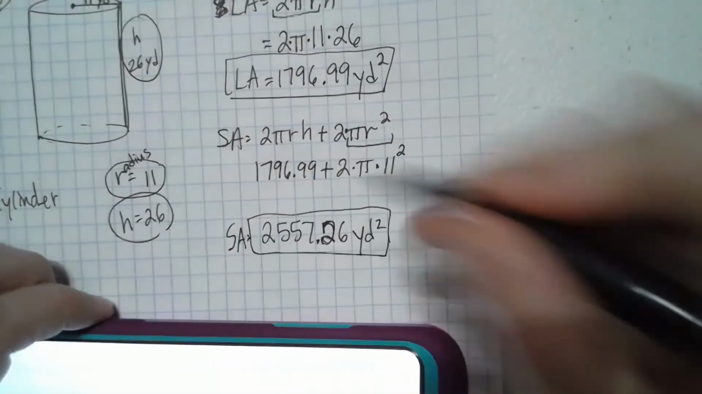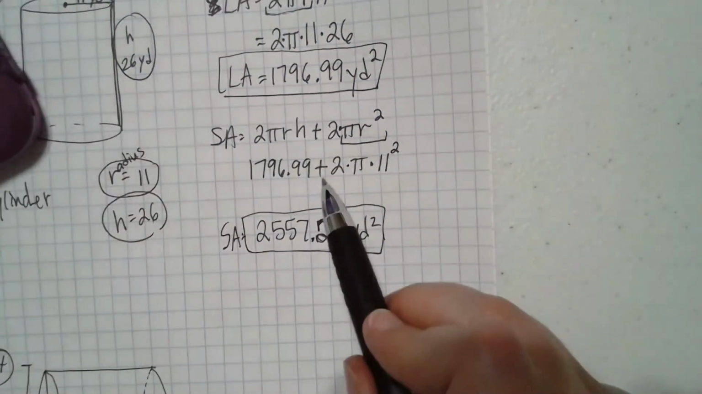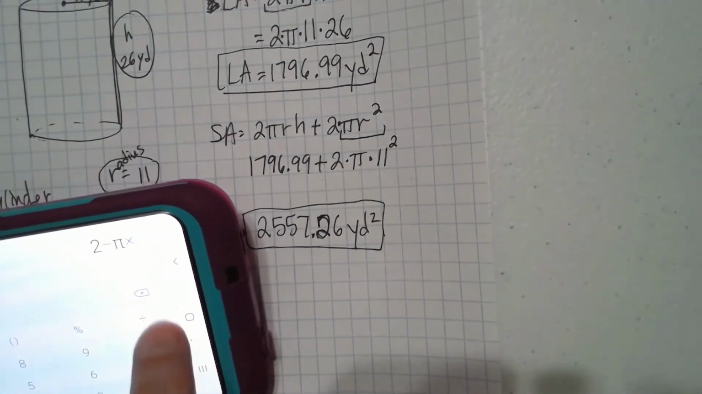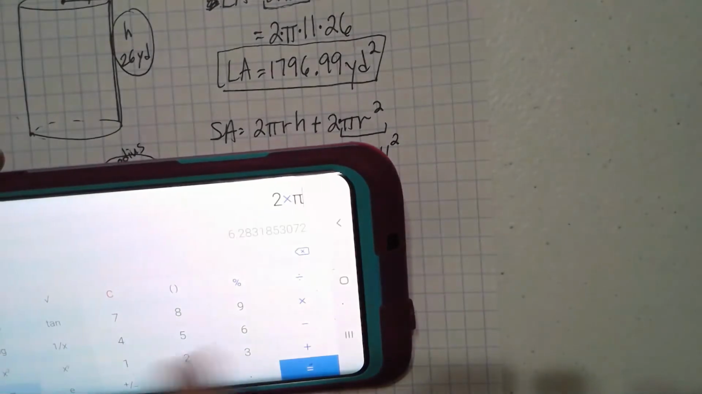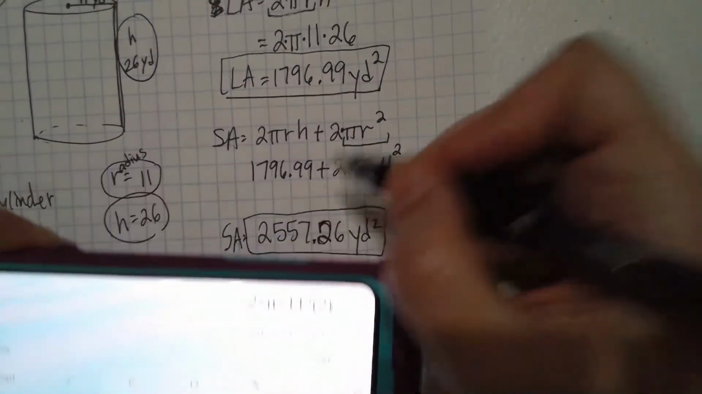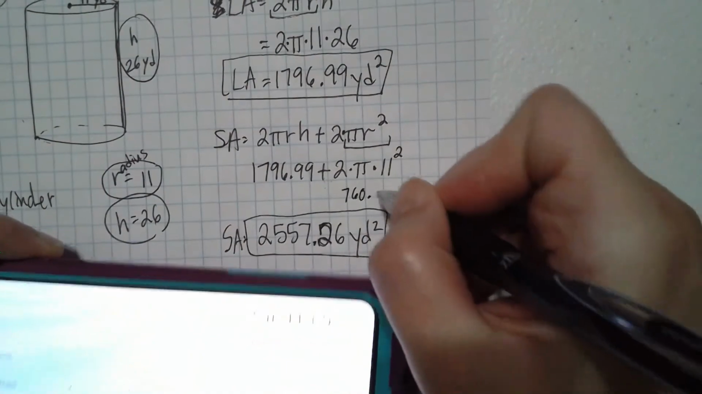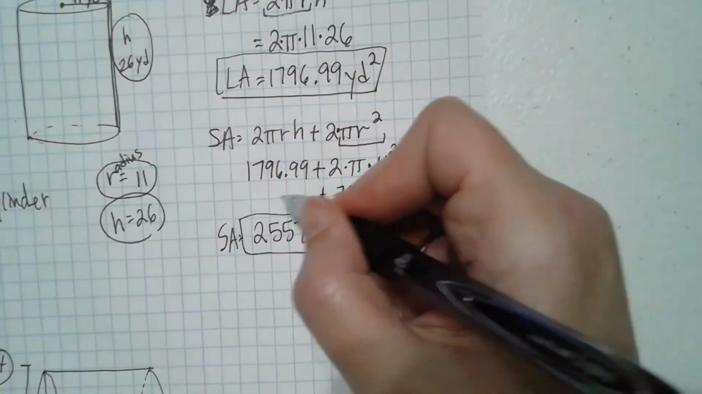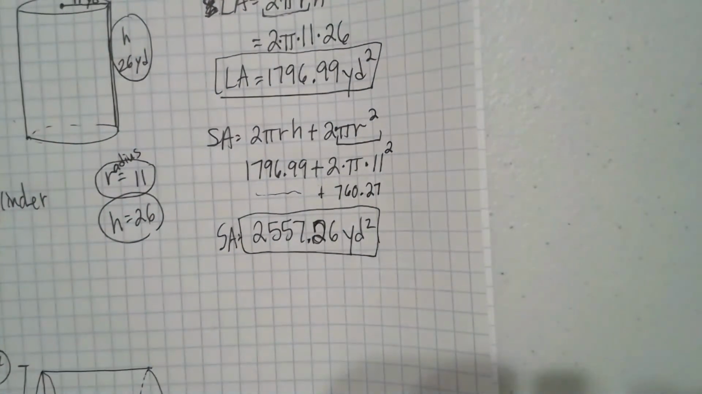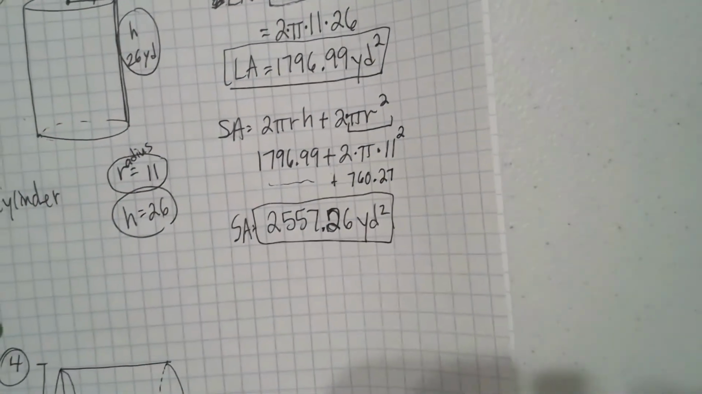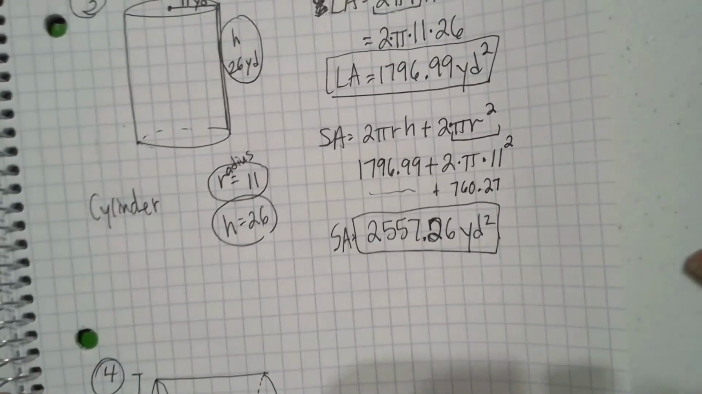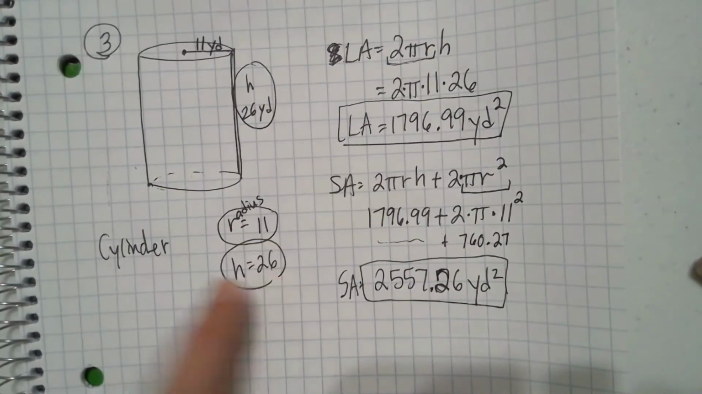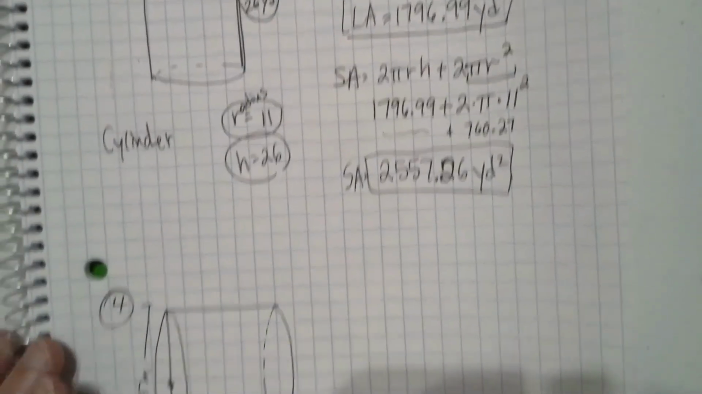That's our surface area. Okay, if you want to do this part by itself, 2 times pi times 11 squared, it would give you 760.27, and then you could add that on to whatever that number is, and you get the same thing. Okay. So a cylinder is very little work. Find your radius, find your height, plug, plug, plug, type in your calculator. Let your calculator do the work.